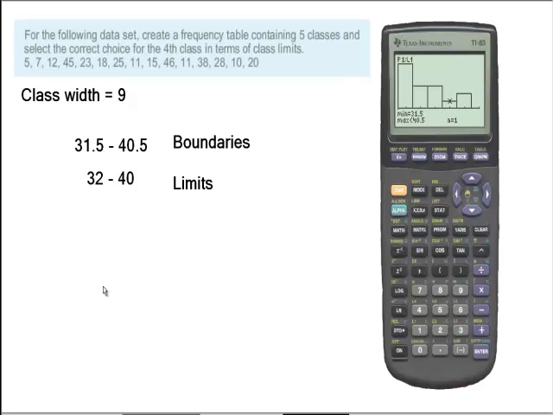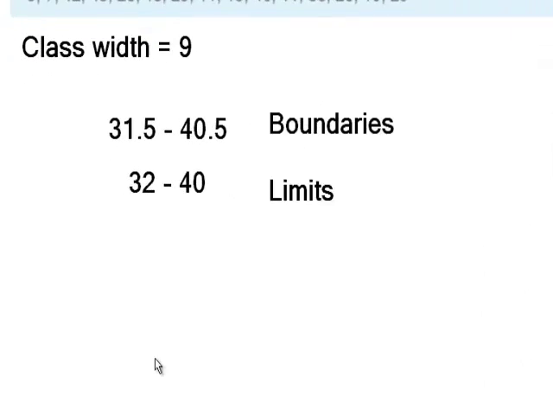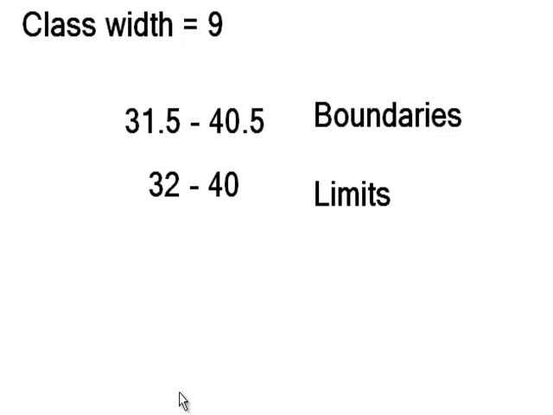Had this question asked for the boundaries of the fourth class, we could have read that directly off of the histogram and the answer would be 31.5 to 40.5. Notice that in order to go from the boundaries to the limits, we have to add 0.5 to the lower boundary and subtract 0.5 from the upper boundary to get to the lower limit and the upper limit, respectively.